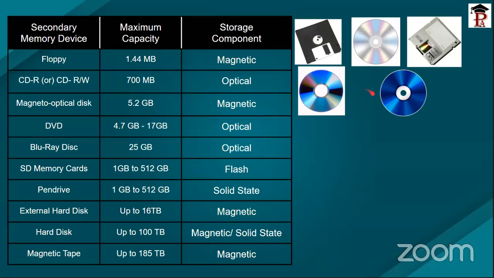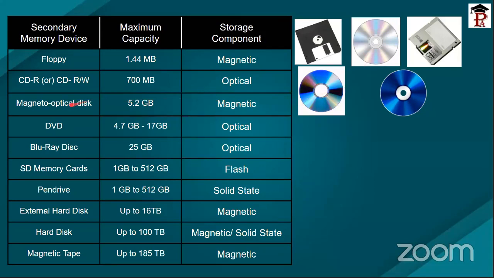In these optical devices, what are CD-R and RW? CD-R is CD recordable. We can write one time. We can burn it. Burning is the process of copying the data into the CD. CD-RW is CD rewritable. In the CD rewritable, we can delete the data and rewrite the CD again.